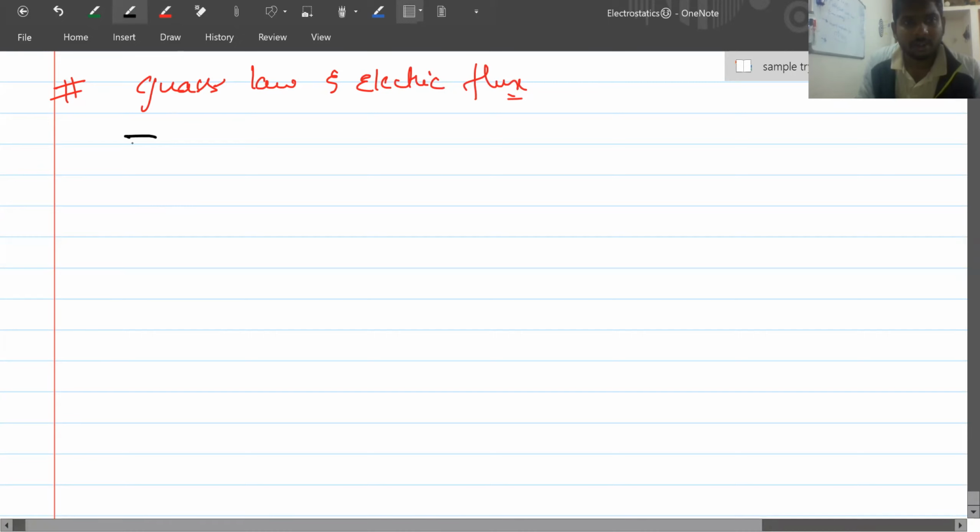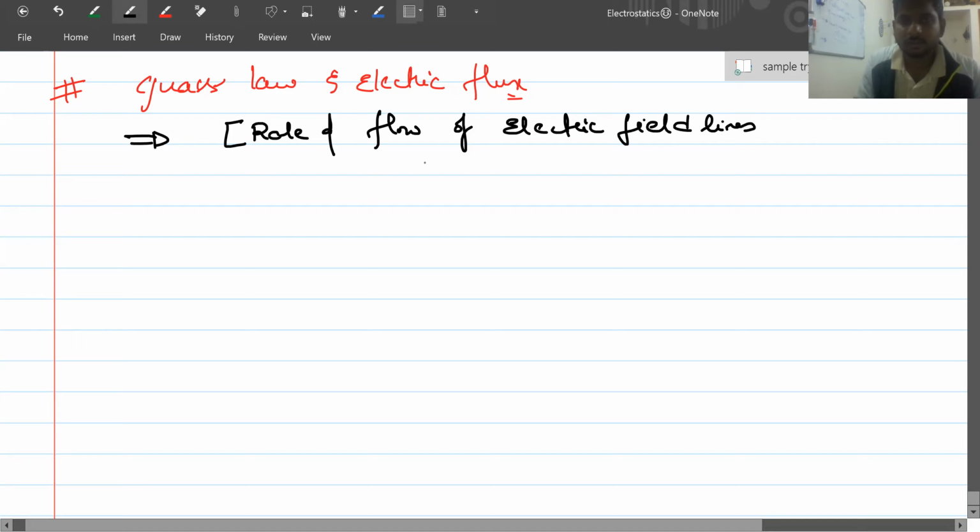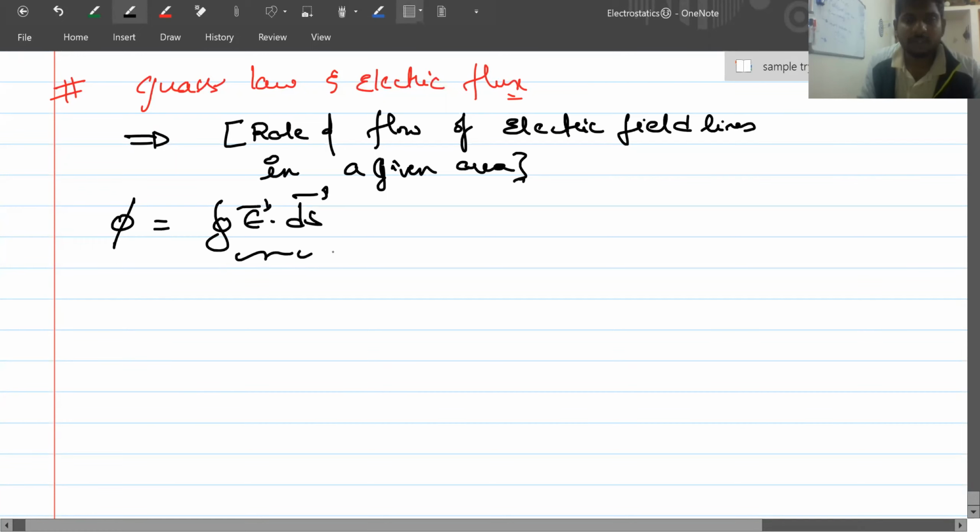So, what is electric flux? Electric flux is nothing but the rate of flow of electric field lines in a given area. Its symbol is phi, that is equal to integral E dot ds. The dot product of the electric field with the area enclosed by it will give you the electric flux.